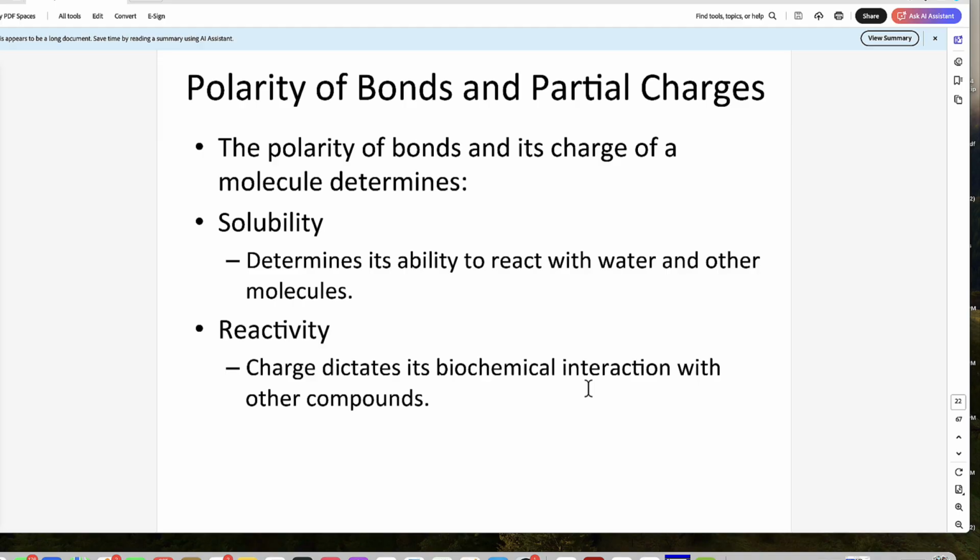So this brings us to understanding the polarity of bonds and charges. Okay, the polarity of bonds and its charge molecule helps us fully understand solubility and reactivity. The solubility helps you understand how a molecule is going to react with water and other molecules. The reactivity is going to help you understand how the molecule can interact biochemically with other compounds. So the charge that it possesses and how it's going to interact. So solubility determines how it reacts with water and other molecules. Reactivity helps you understand how that charge will engage in a biochemical reaction.